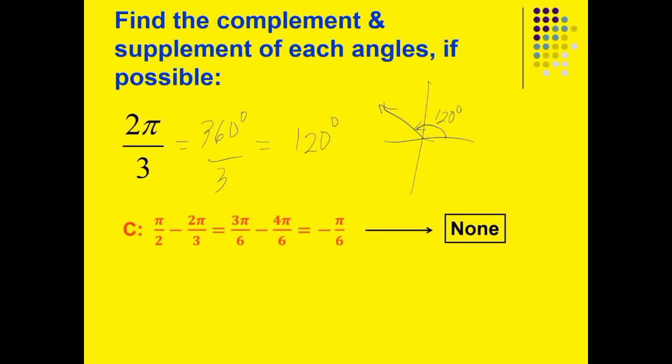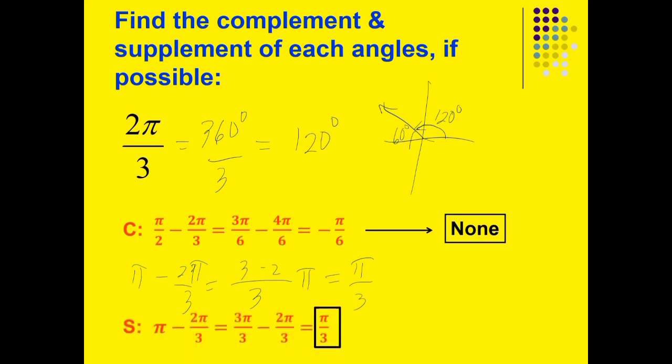But there is a supplementary angle of this, which is 60. So we have 120, so pi minus 2/3 pi. So we have 3 minus 2 pi over 3, so we have here pi over 3 as the supplement. Then there is no complementary angle that we have.